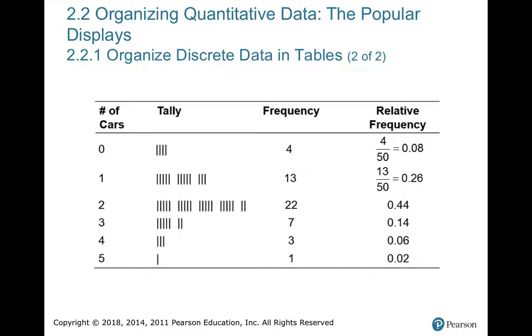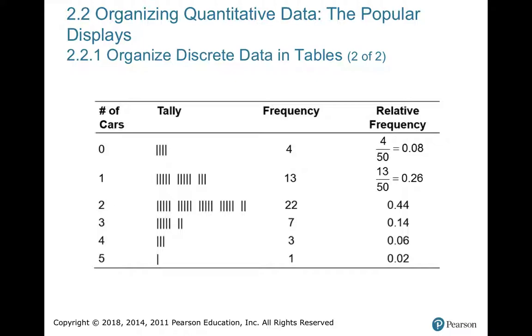Just like yesterday, we would want to decide on our classes. For this, it just kind of makes sense to use the numbers 0, 1, 2, 3, 4, 5, since these are discrete data points and relatively small numbers. It's not going from 0 to 150. These people don't have 150 cars available to them. So 0, 1, 2, 3, 4, 5 creates a good number of classes.